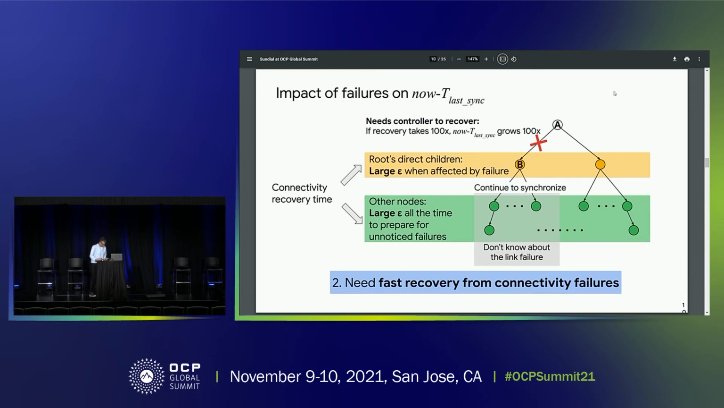But synchronizing frequently is not enough, especially in the presence of failures. If the time to recovery grows by 100 times, the time since last synchronization can grow 100 times as well. What is worse is that when it comes to uncertainty or the worst case error bound, it doesn't matter if a failure is occurring at a given moment of time or not. Hosts and NICs have to always report a very high value just because of the possibility of a failure occurring somewhere else in the network, because they don't know whether they are continuing to synchronize to the grandmaster or not, as an example. Yes, this is in the context of boundary clocks, but we observe that we basically need fast recovery from connectivity failures if we want to put a bound on the time since last synchronization.